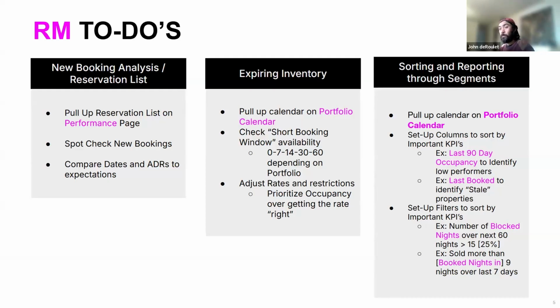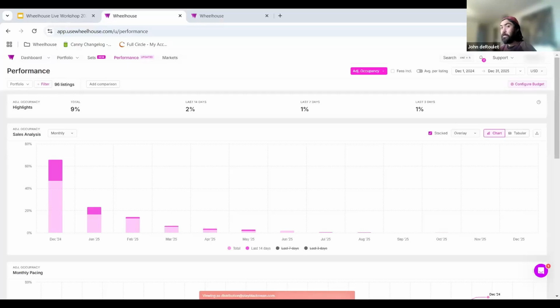So I'll start off with this first one, then I'll pass back to Keegan, the new booking analysis and reservation list. Let me see here. It's asking me a question. Can you guys see my screen? Did it switch over? No, I'll stop sharing so it'll give it to you. Okay.